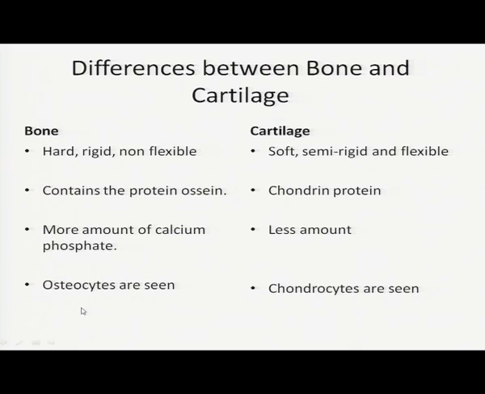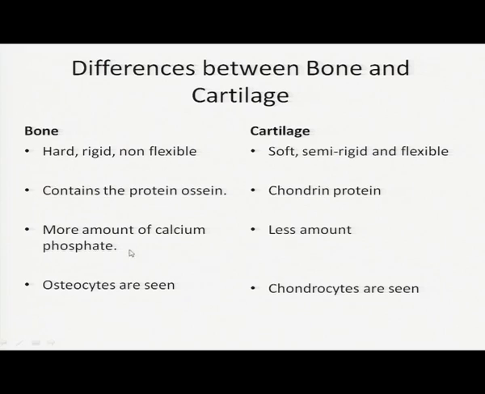Now, the most important question, the differences between bone and cartilage. Yes, I think you can solve this one. Regarding bone, it is hard, rigid and non-flexible. Regarding cartilage, it is soft, semi-rigid and highly flexible. Bone is made up of the protein ossein, and cartilage is made up of the protein chondrin.